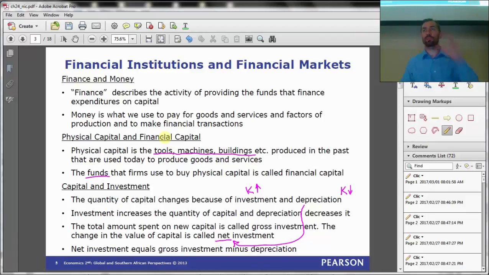Okay? So funds are transferred from borrowers to lenders. And financial capital is different to physical capital. Physical capital are the actual machines, the buildings, the things that we use in the production process. Financial capital refers to the funds which are used to buy those real physical capital.